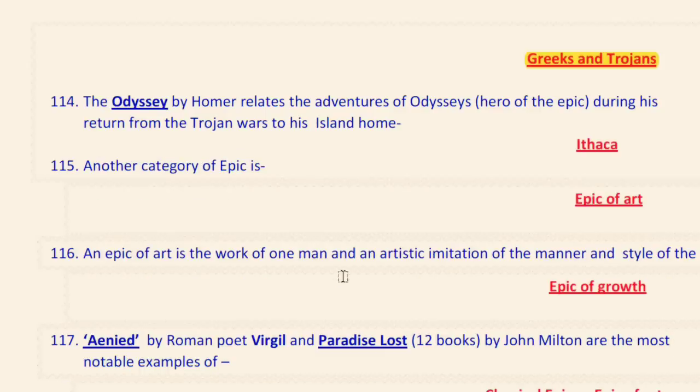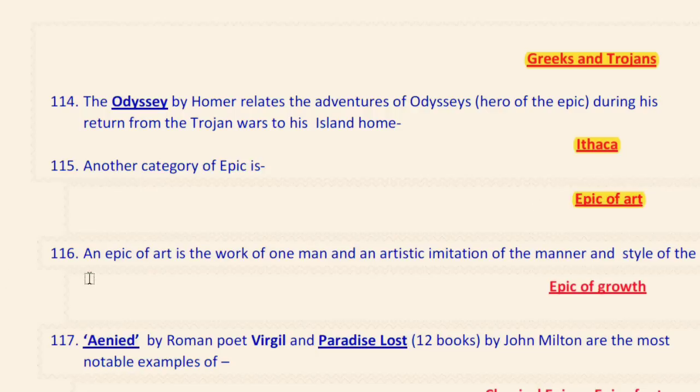Question number 114. The Odyssey by Homer relates the adventures of Odysseus, hero of the epic, during his return from the Trojan Wars to his island home. What was it? The answer is Ithaca. Question number 115. Another category of epic is, the answer is epic of art.